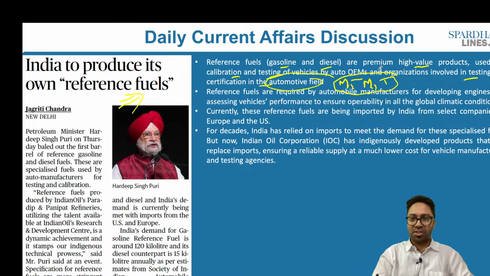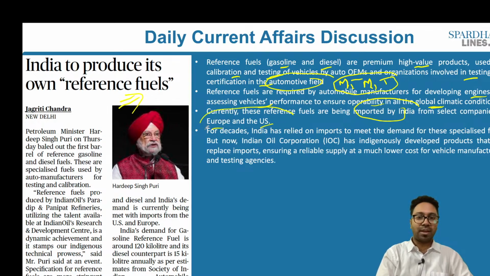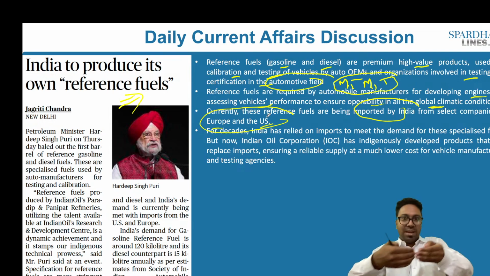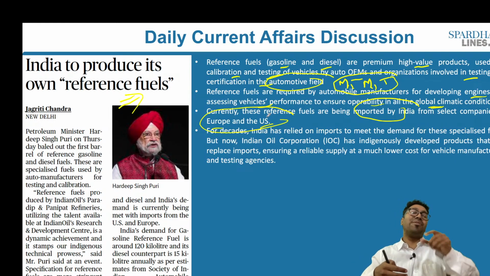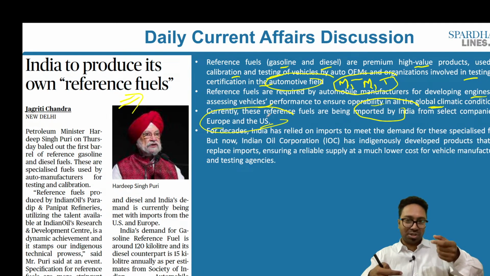So for manufacturers, for developing engines and assessing vehicle performance to ensure operability in all global climatic conditions. Currently, when we speak about these reference fuels, they are being imported by India from select companies of Europe and the United States of America. But now we have our own Indian Oil Corporation and industries which have developed these reference fuels.